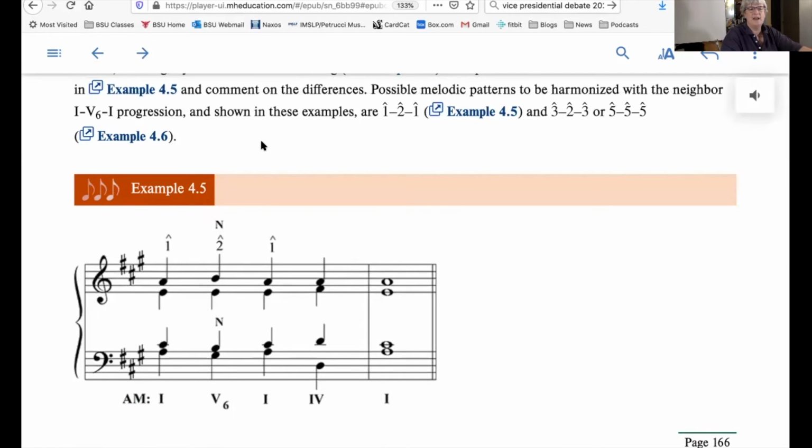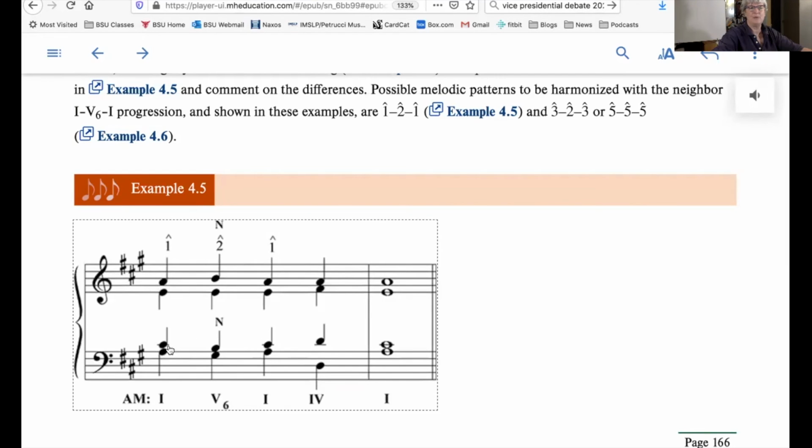We'll take a quick look next at some examples featuring some of the other types of motion that I discussed. Example 4.5 shows lower neighbor motion in the bass as we go from 1 to 5/6 to 1. We also have lower neighbor motion in the tenor, and we have upper neighbor motion in the soprano.